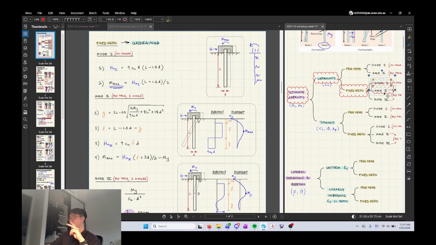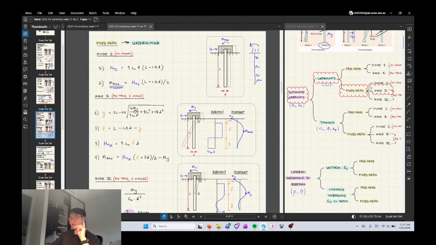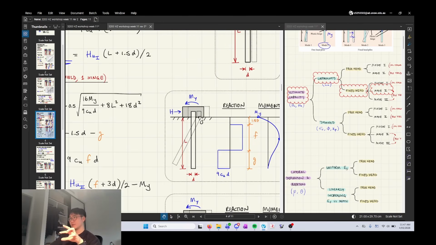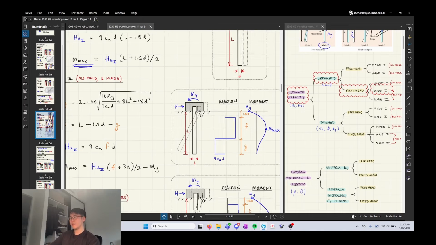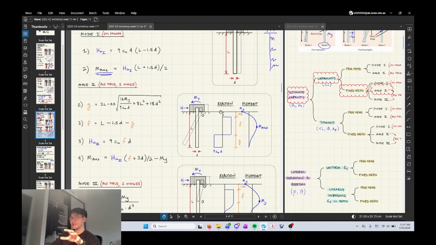So now moving on to mode 2. That was for soil failure. Now we have the case of pile yielding, but we've got one hinge, and the one hinge is at the interface between the pile and the fixed head. Okay, and here I've drawn the distribution again. It's very similar to what you saw in the previous part, except now we've got a fixed head instead of a free head. And so, yeah, the point of rotation has just shifted.